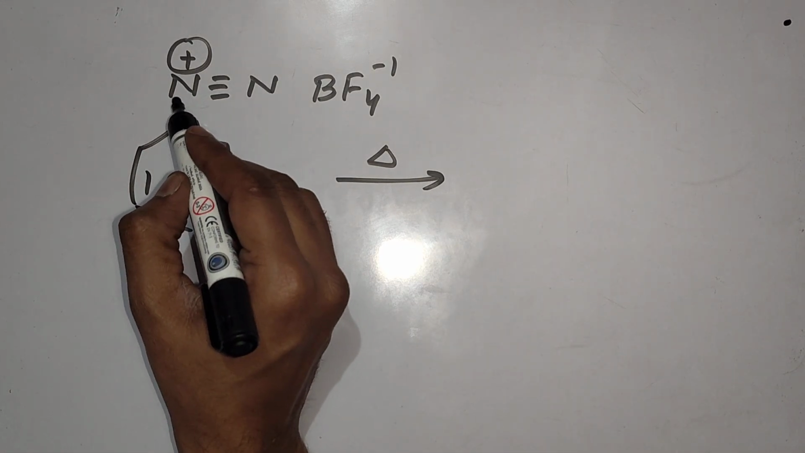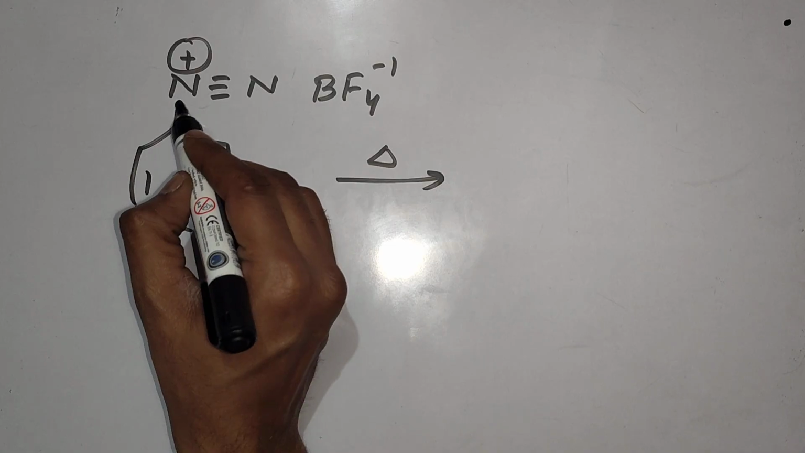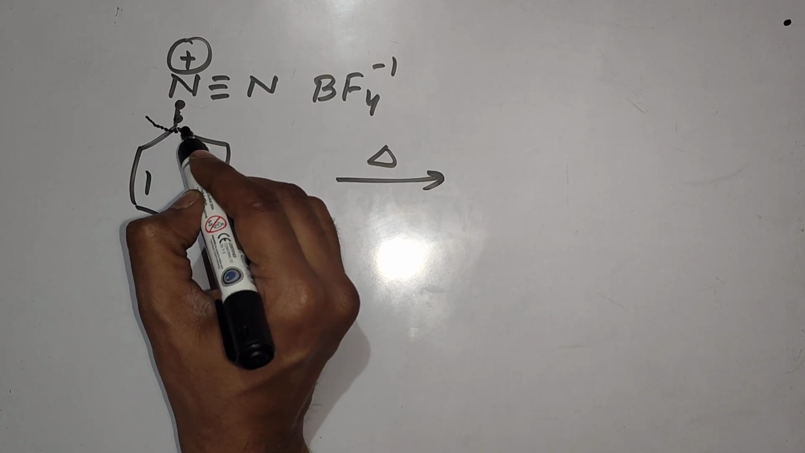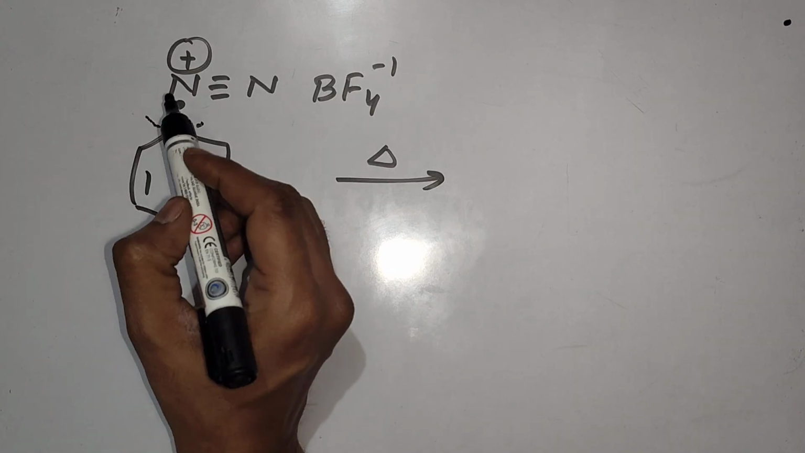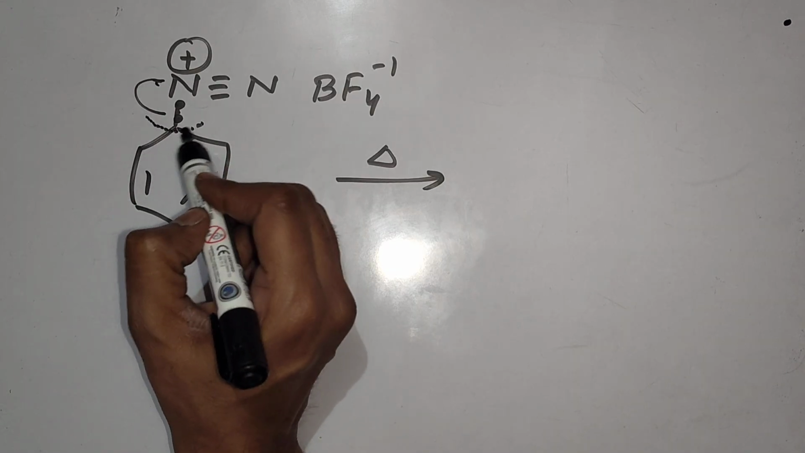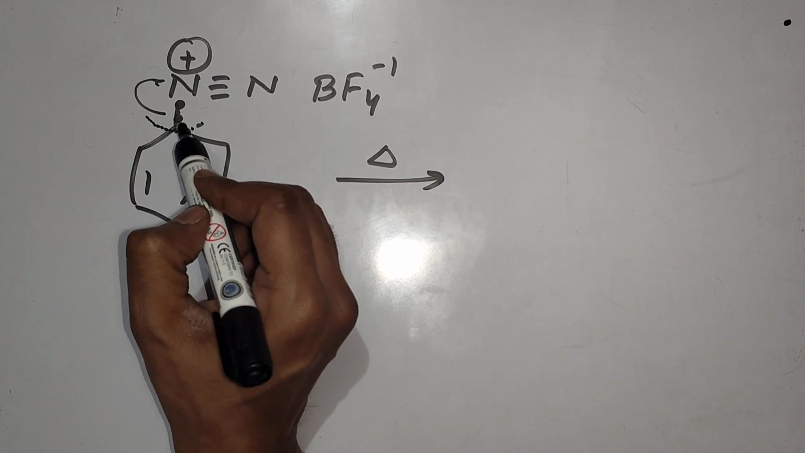Okay. How can this nitrogen get stability? It is very clear. If it will break the bond from carbon like this, obviously both electrons will go toward nitrogen because nitrogen is more electronegative than carbon. So this bond will break like this.